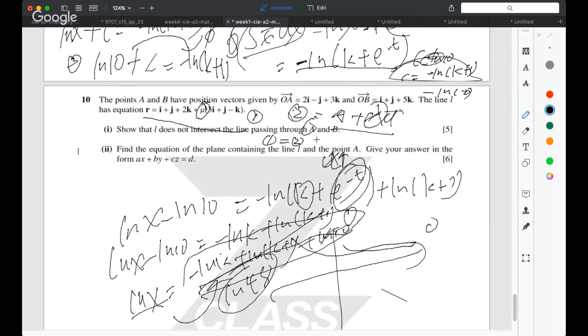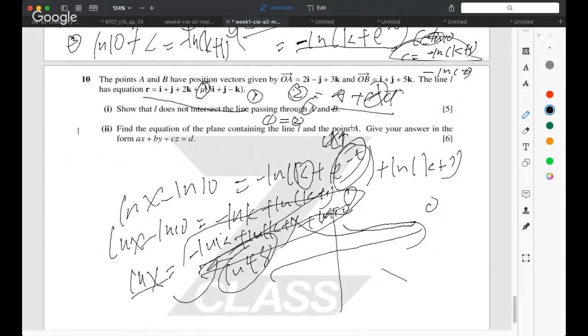So question i, how do you find the equation of a plane? You have a plane, and the question tells you that the line L is on the plane and also the point A. You can set up simultaneous equations. For example, the general equation of a plane is r dot the normal vector equals d.